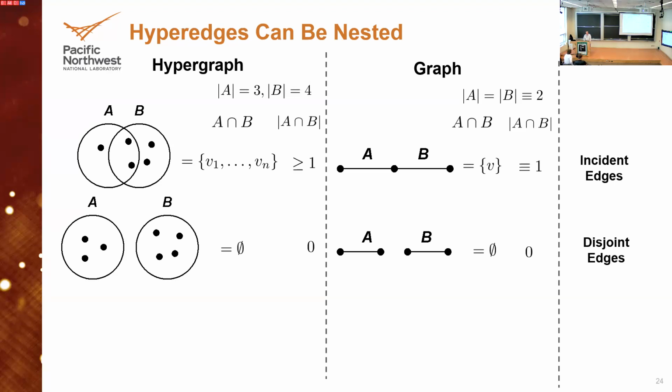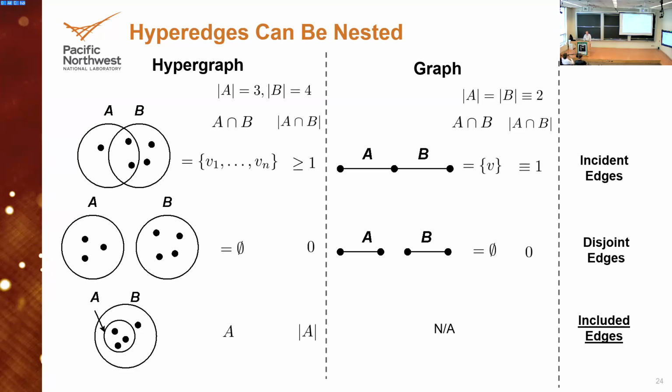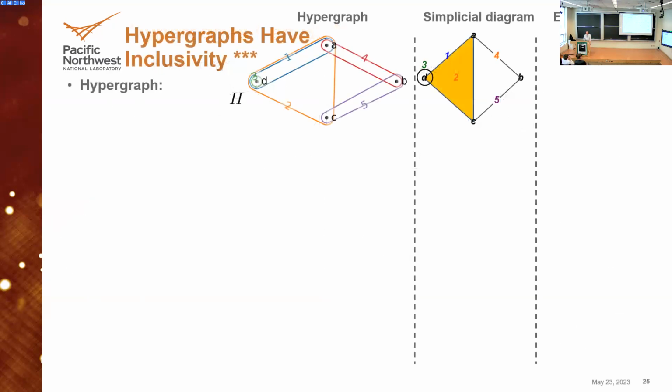There's an additional case, right, for hyperedges in that one can be contained in the other. Now, the intersection is just the first one that's contained in the second one, and the size of the intersection is just the size of that set. And of course, we have the NA case in the case of the graph. This cannot happen in graphs. So attending to this sets you up for really understanding how to work with these structures.